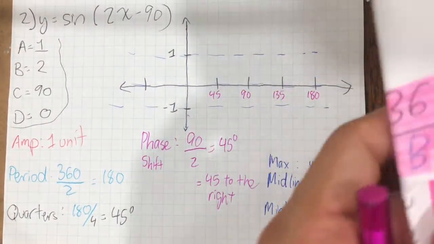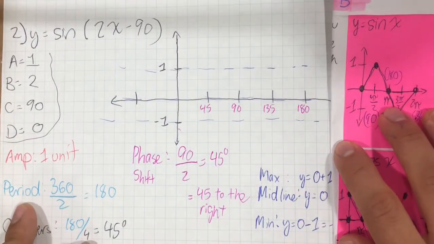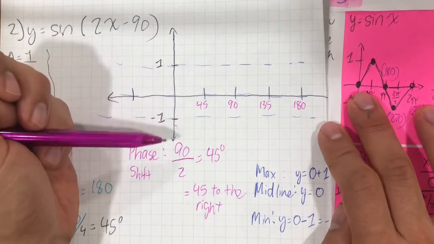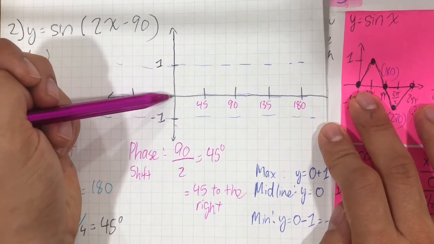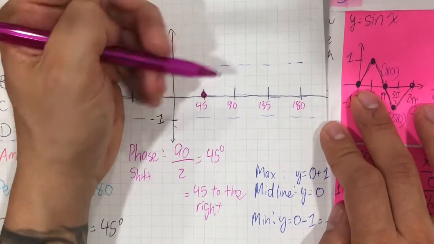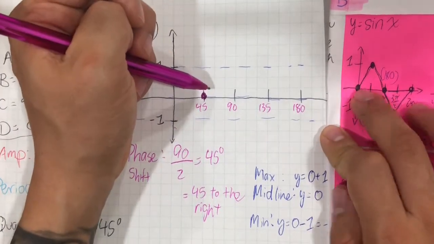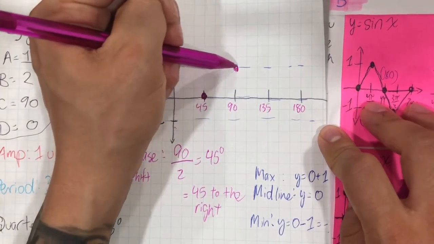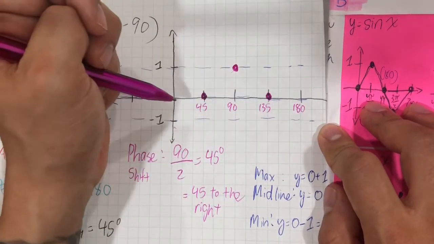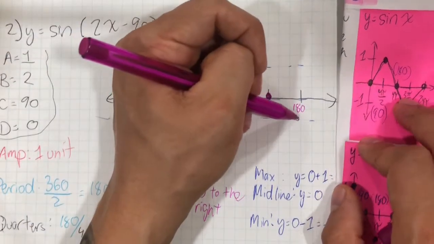So let's go ahead and make my graph for sine. I'm going to use the original graph for sine of x to make my graph for sine of 2x minus 90. Originally we would start at 0, 0, but since we're moving 45 to the right, I'm actually going to start at 45, 0. Then I go to 90, 1, because after that the graph goes up to the max, then down to the mid. So I'm using the pattern from the original graph for sine of x to get my new graph. Then 180, negative 1.